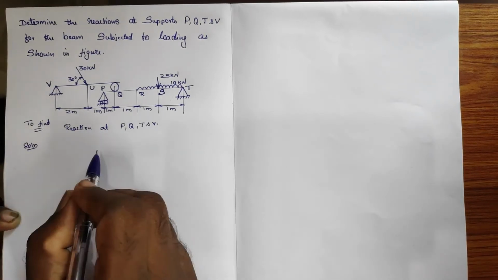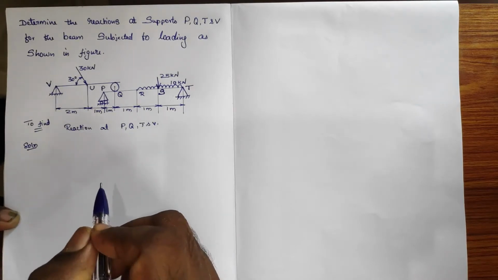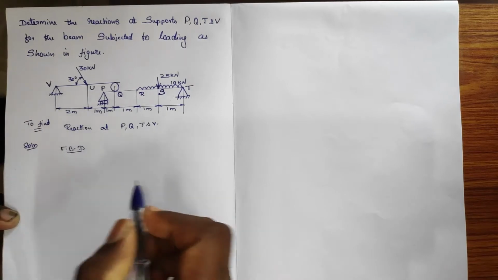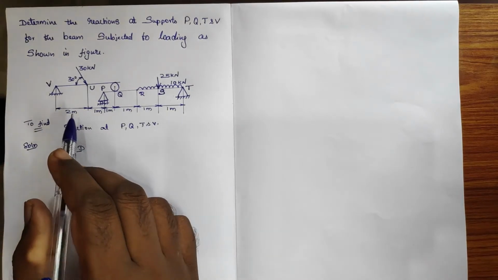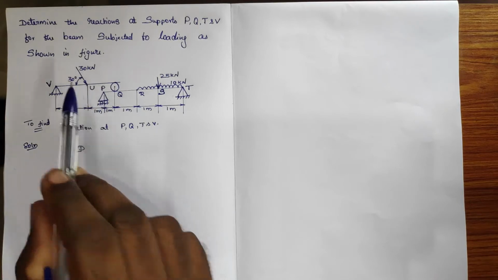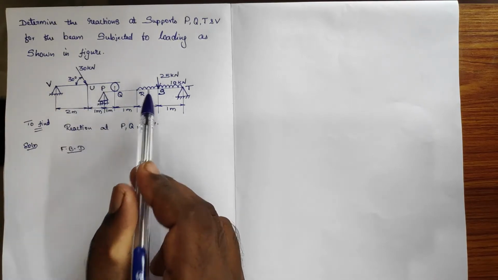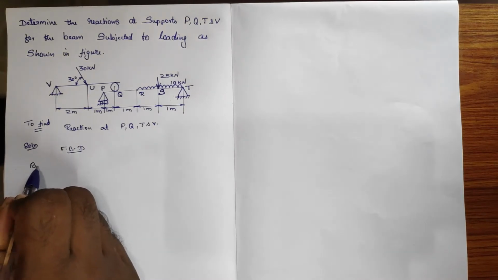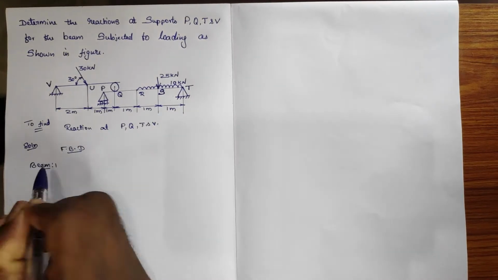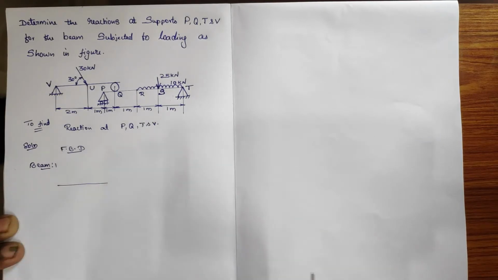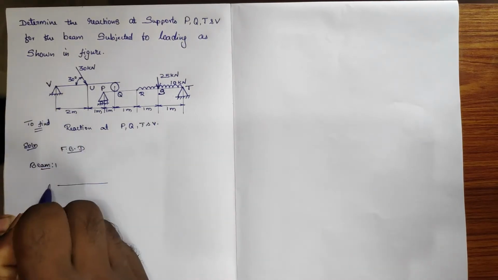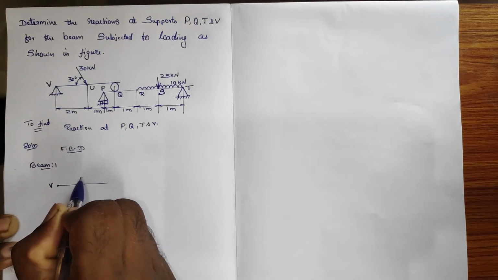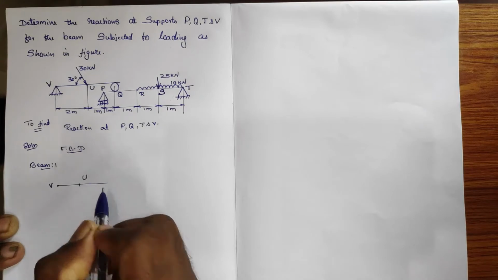Solution. So first draw the free body diagram. Free body diagram first. I am going to take each beam separately, first beam first and then the second beam. So first, beam 1. For that I am going to just draw a line. One end is V and between them is end U, and here is the roller.